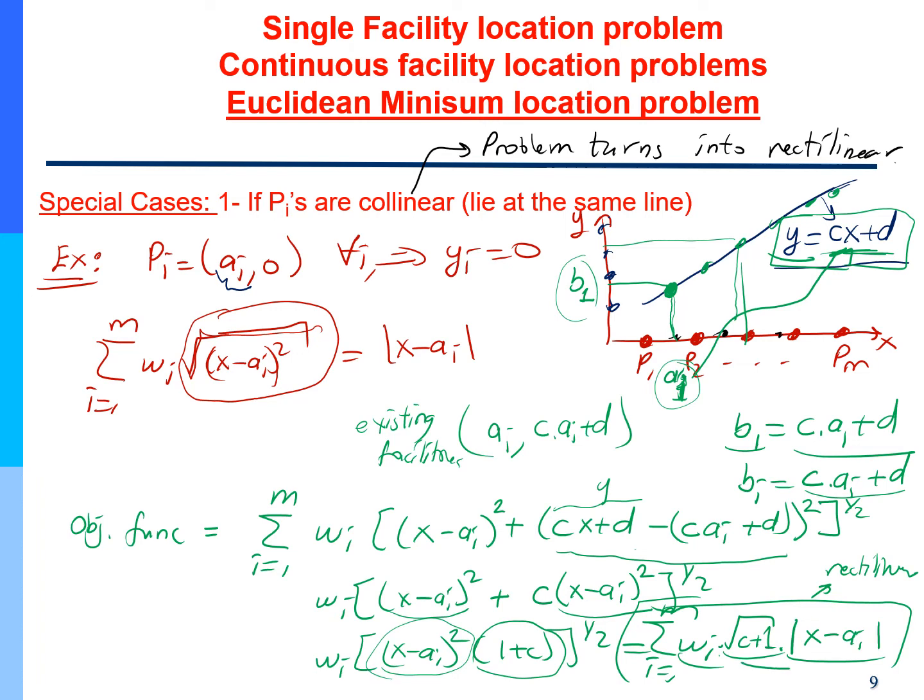So, with this calculation, we learned that if the existing facilities are on the same line, which means they are collinear, then we can solve the Euclidean problem as a rectilinear problem. And the new facility will also be on the line segment itself. Okay, this is the first special case, when the existing facilities are collinear.